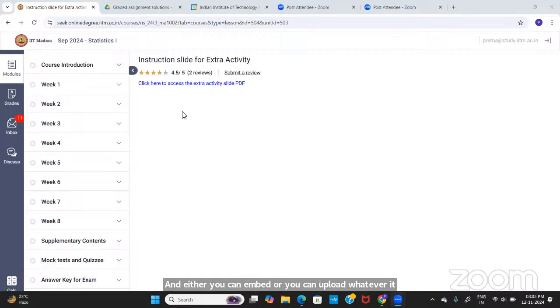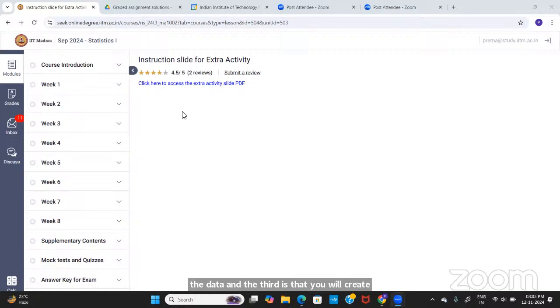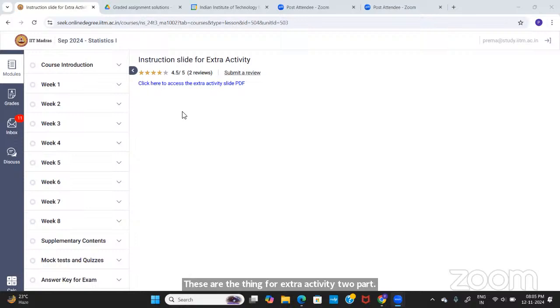Then, based on the same sample data, you should categorize it, and you should state the reason why you have categorized the data. And the third is that you will create the visualization part, the charts. These are the things for extra activity 2. So part 1 is just a creation, part 2 is to do all the work.